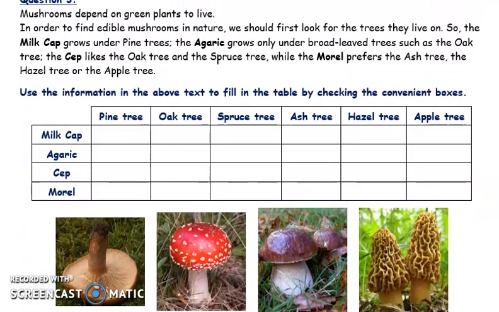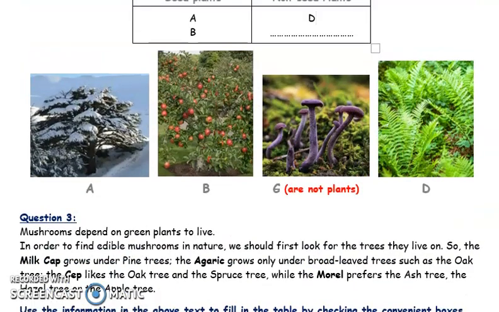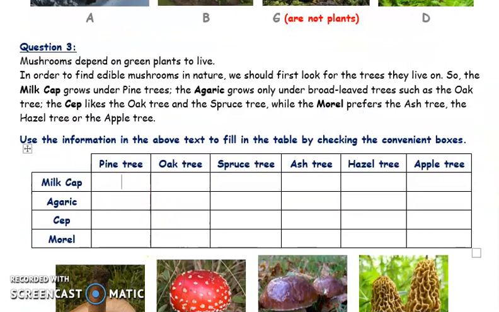Last question: mushrooms depend on green plants. Mushrooms cannot produce their own food, so they need nutrients from other plants. In order to find edible mushrooms, we should first look for the trees they live on. The milk cap grows under pine trees. The agaric grows under broad-leaved trees such as the oak tree.